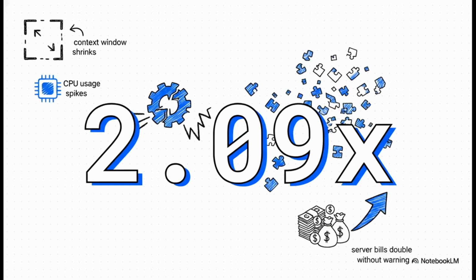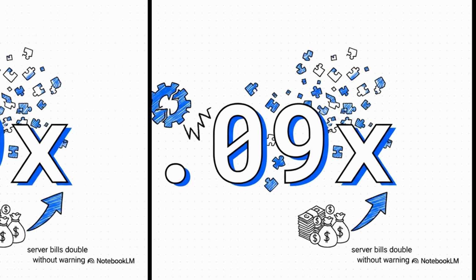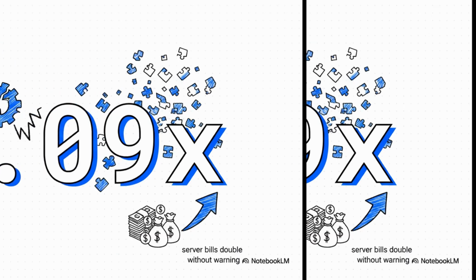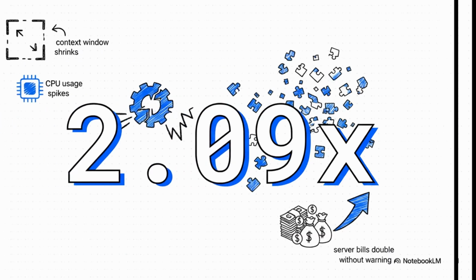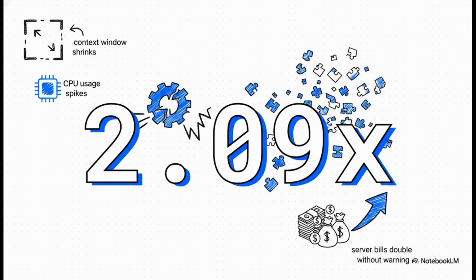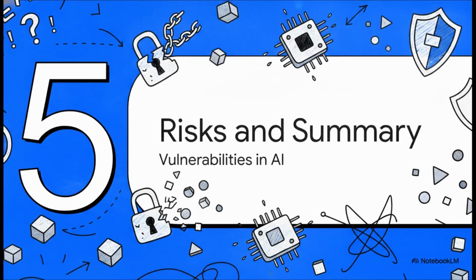Take the multiplier 2.09 times. That represents what happens during something called tokenizer drift. If a tokenizer experiences an accidental bug or some malicious change in its configuration, it can totally lose its efficient merge rules. When this happens, token counts can instantly explode by over 2 times. Your AI model hasn't changed at all, but suddenly your context window shrinks, your CPU usage spikes, and your server bills literally double without warning. Crazy, right?